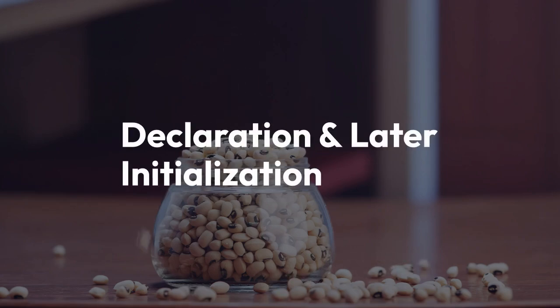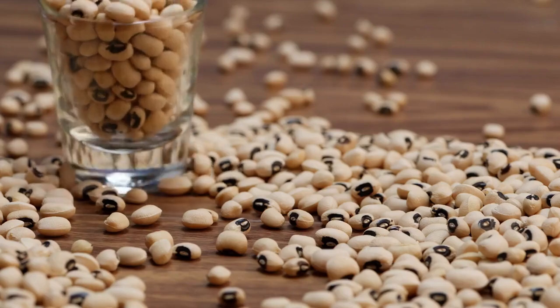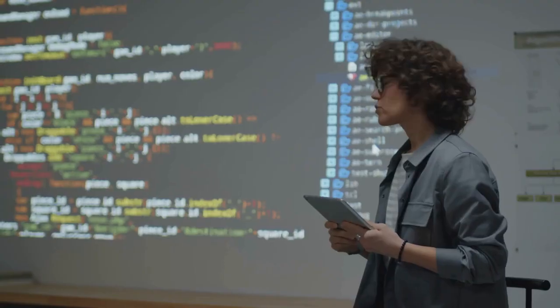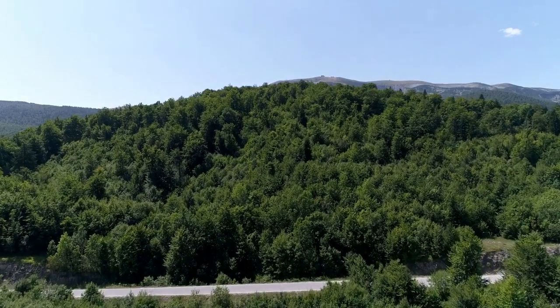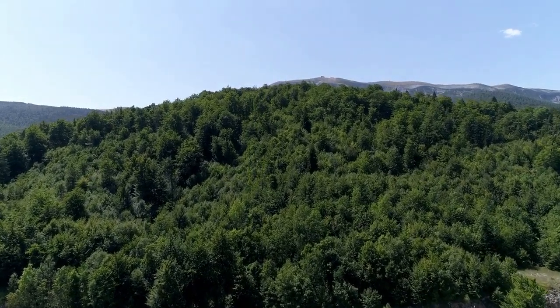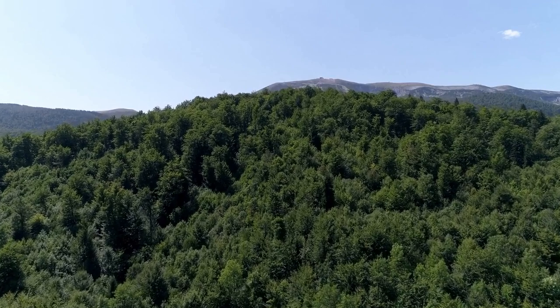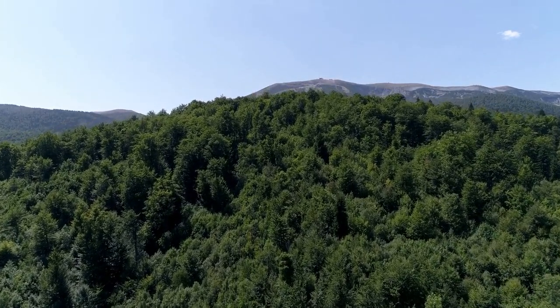2. Declaration and later initialization. You can declare the array first and then initialize it later. For example, String[] colors declares an array of strings named colors. Then you initialize it like this: colors = new String[]{"Red", "Green", "Blue"}.